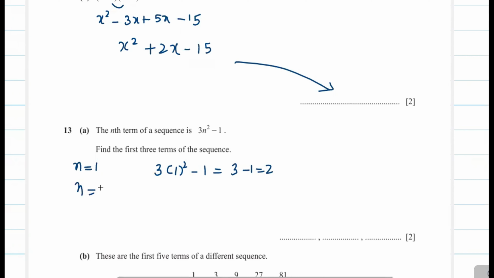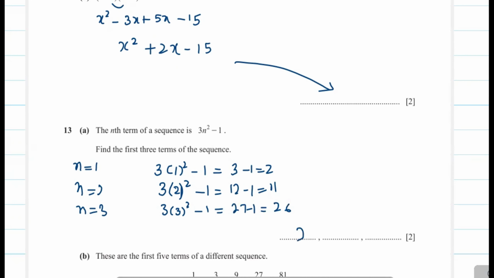Now next you take the value 2. Put the value 2 in this expression: 3 into 2 square minus 1, that value becomes 3 into 4, that is 12 minus 1, and that is equal to 11. And same here with n equal to 3: 3 into 3 square minus 1, that is 3 into 9 is 27, 27 minus 1, that's equal to 26. Therefore, the answer is 2, 11, and 26.